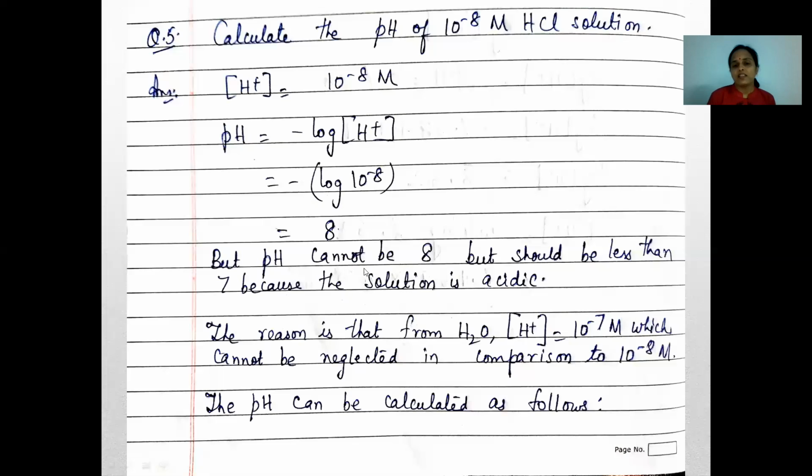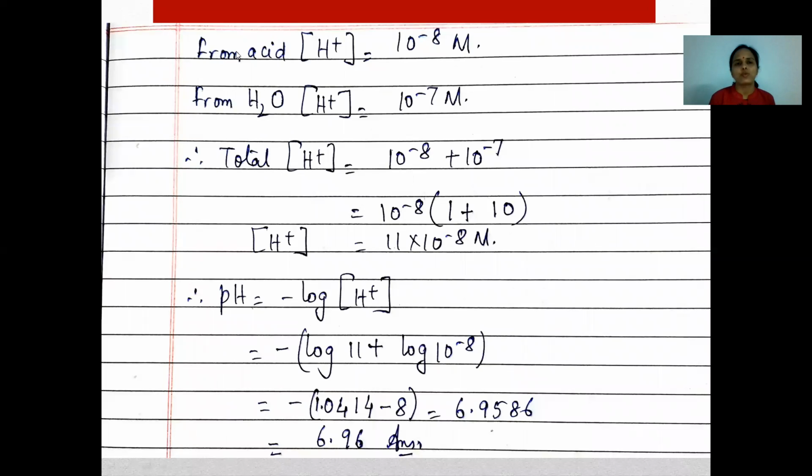Now why are we getting 8 here? Because here we cannot neglect the H plus ion concentration that is coming from water. Since this is HCl solution, I need to take into account the H plus ion concentration from water, and thus we can calculate the pH of the solution in this way.